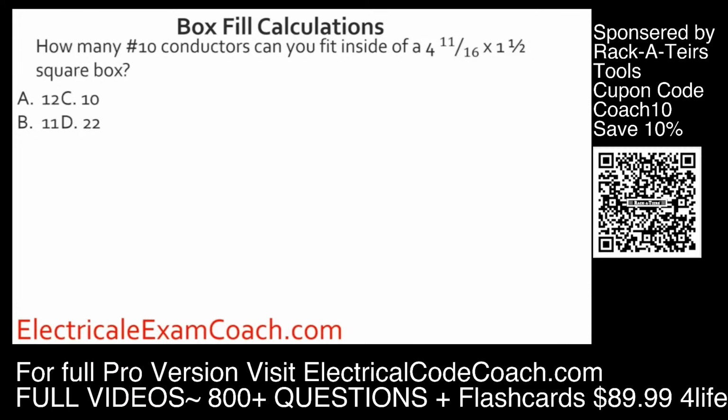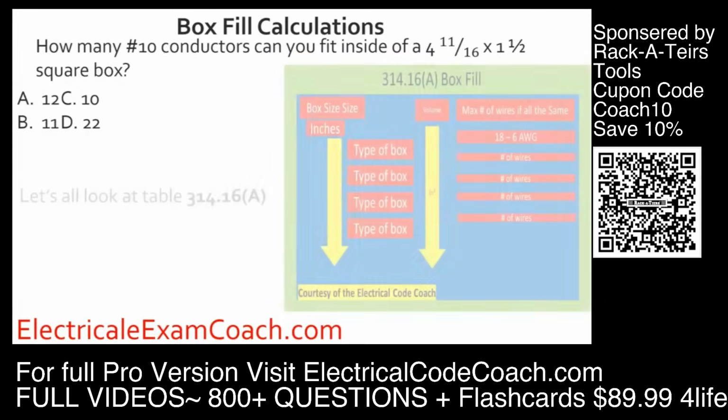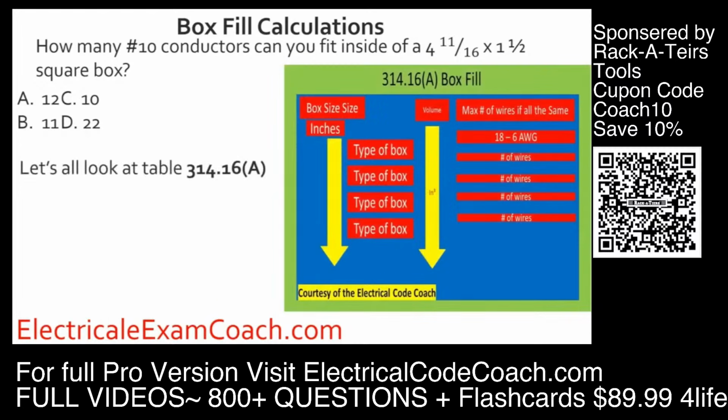How many number 10 conductors can you fit inside of a 4 11/16 by 1.5 inch square box? It's the same process, just looking at it differently. We're going to go ahead and come to our table 314.16(A). We're going to find our gauge conductor. We're going to come down and find our box, make sure we cross back over, and we find that we can fit 11 inside of this box.